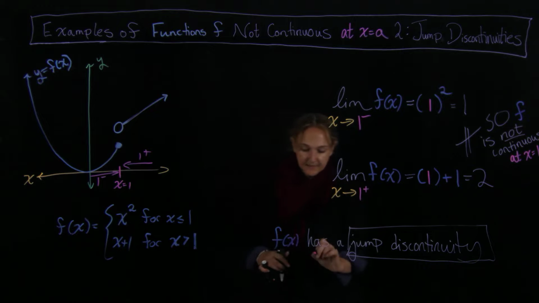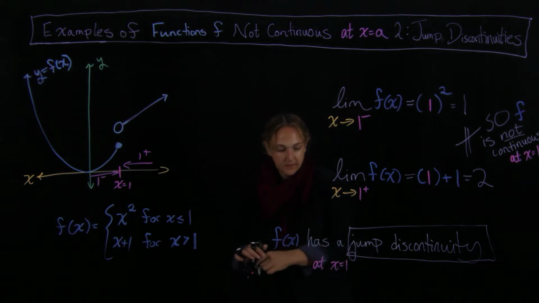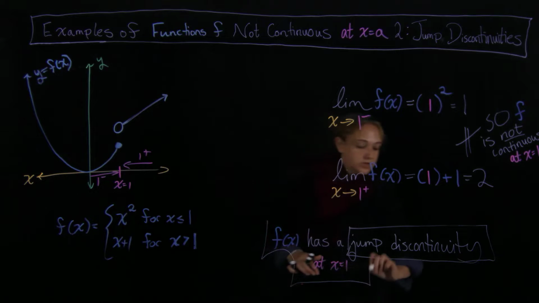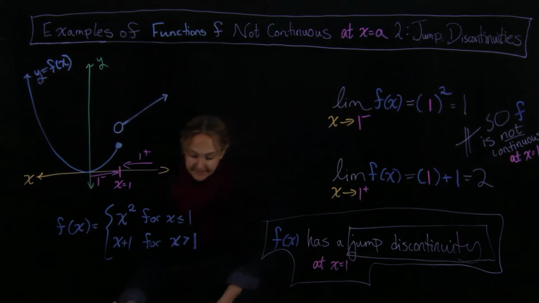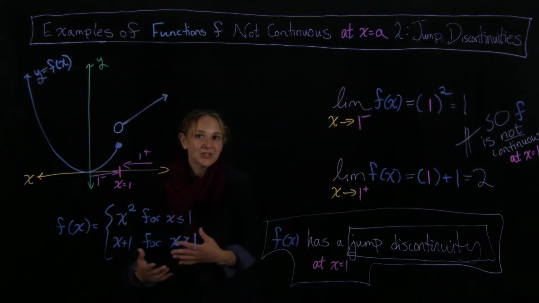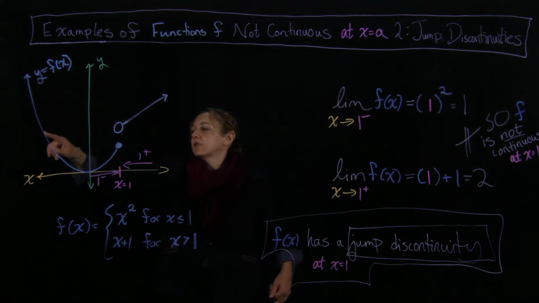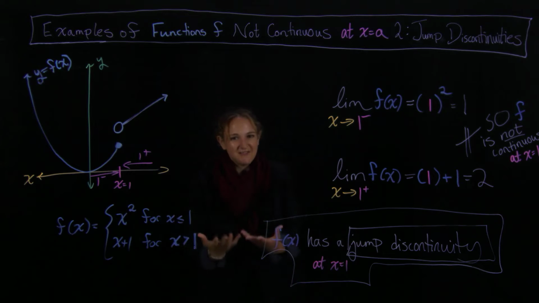at x equals 1. So this is kind of our conclusion. The function f is not continuous. It has a jump discontinuity. And particularly the jump discontinuity is at x equals 1. And if you look in the picture, you do see, as you're kind of drawing the graph, you kind of have to lift up and go to a new place. You kind of have to jump your hand.